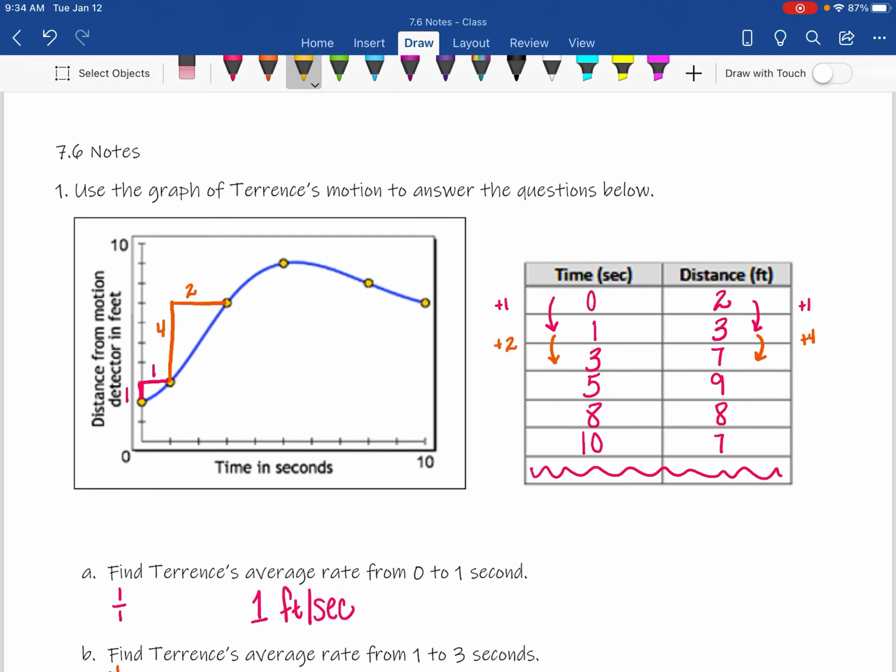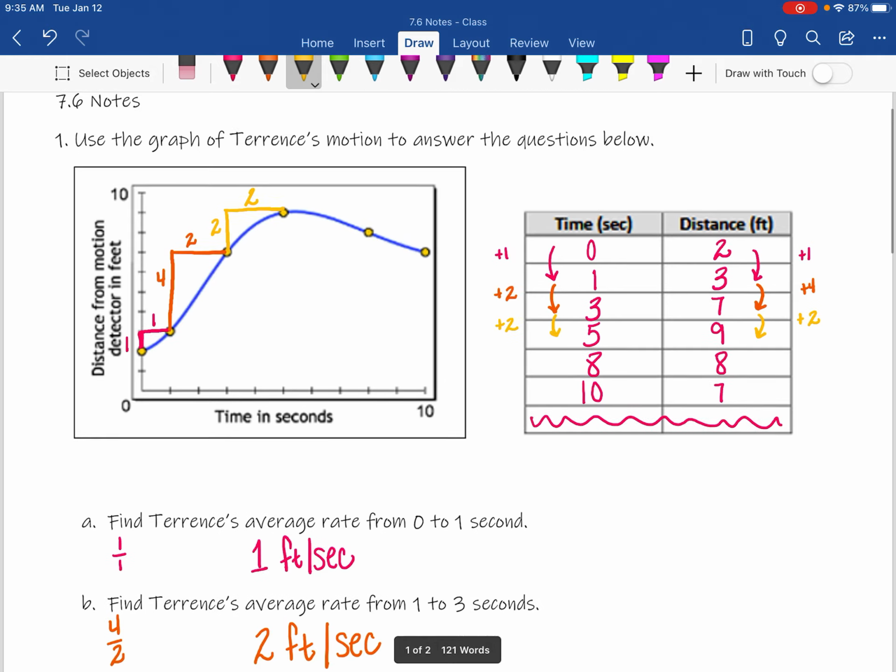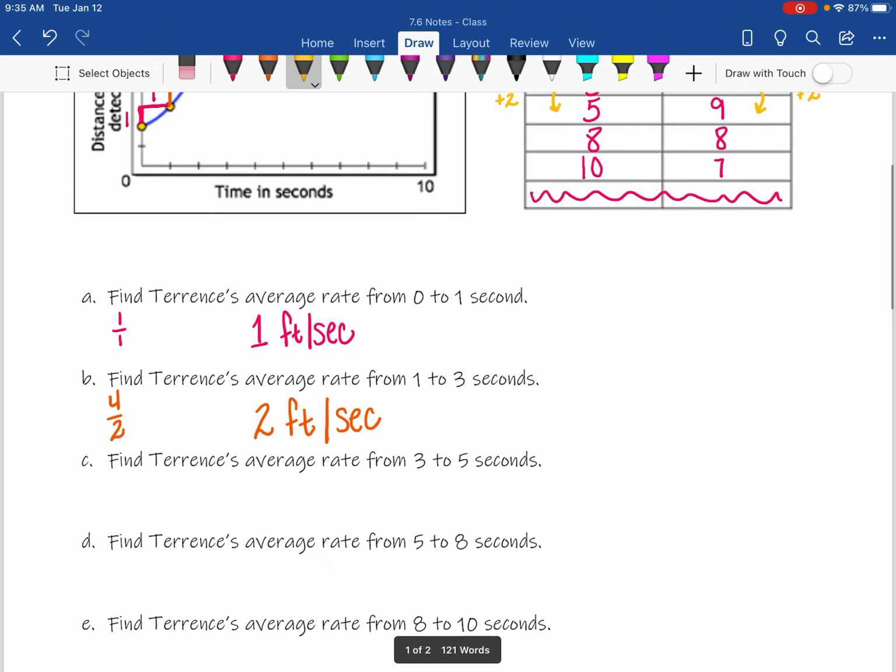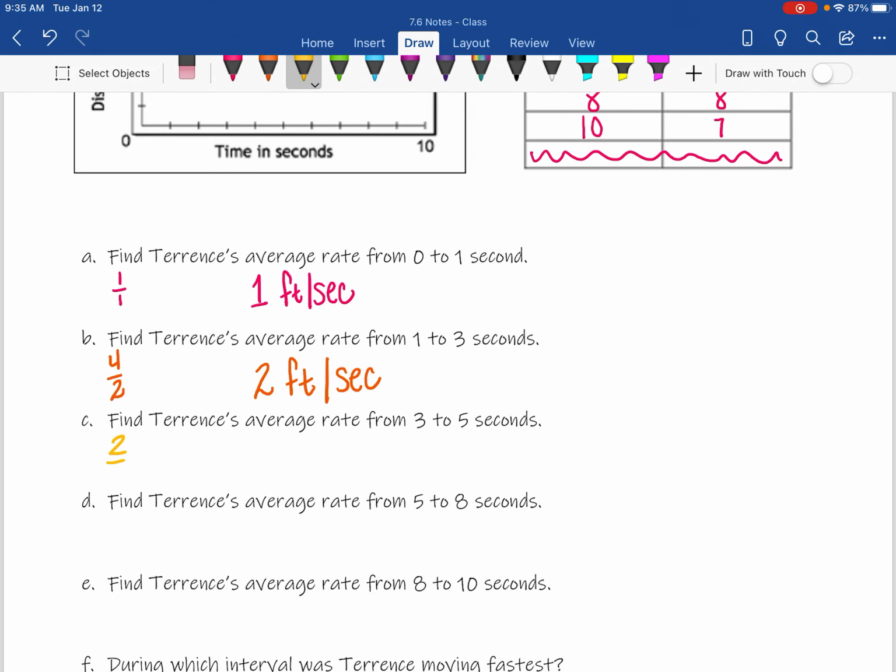Okay, next one. Okay, we're looking from 3 to 5 seconds. So I'm going up 2 and over 2. If I look at my table, 7 to 9, I'm adding 2 between those values, and 3 to 5, I'm adding 2 again. Okay, so to find that rate, I'm going to take 2 divided by 2, which gives me 1 foot per second.